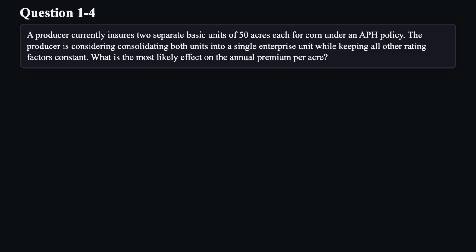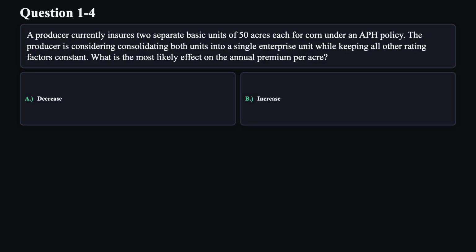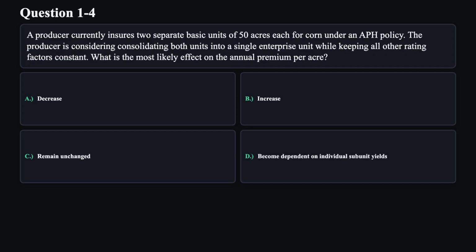Question 4. A producer currently insures 2 separate basic units of 50 acres each for corn under an APH policy. The producer is considering consolidating both units into a single enterprise unit while keeping all other rating factors constant. What is the most likely effect on the annual premium per acre? A. Decrease. B. Increase. C. Remain unchanged. D. Become dependent on individual subunit yields.